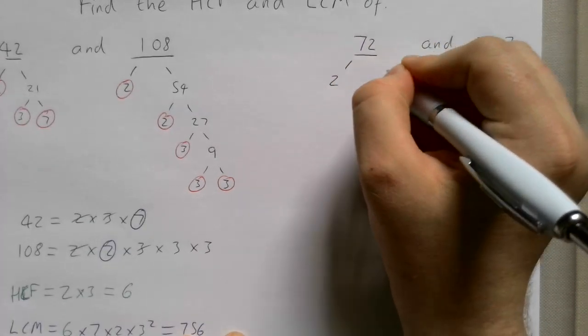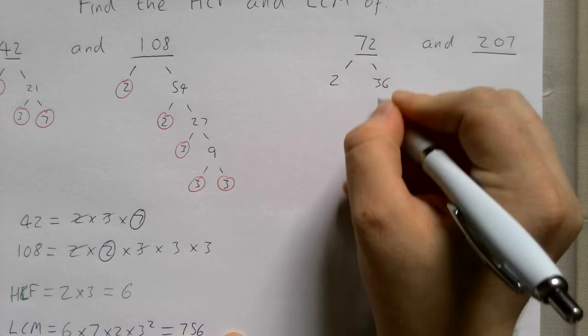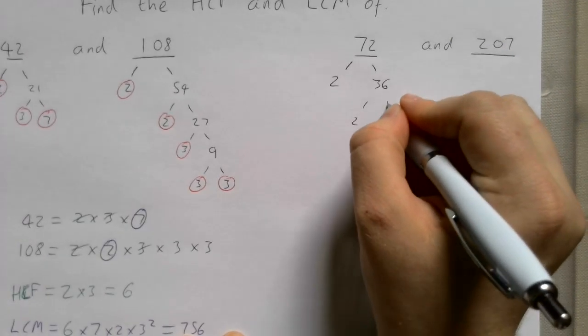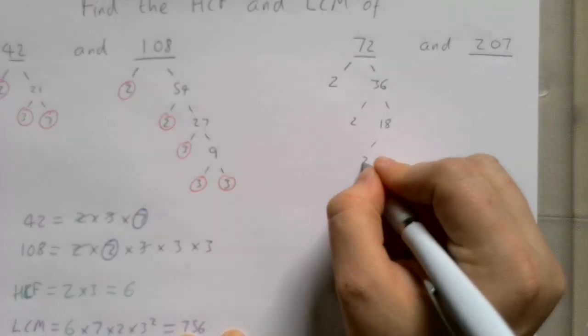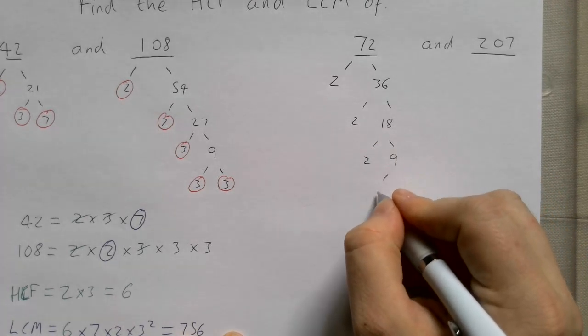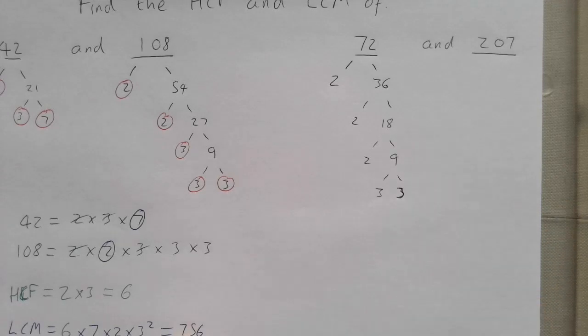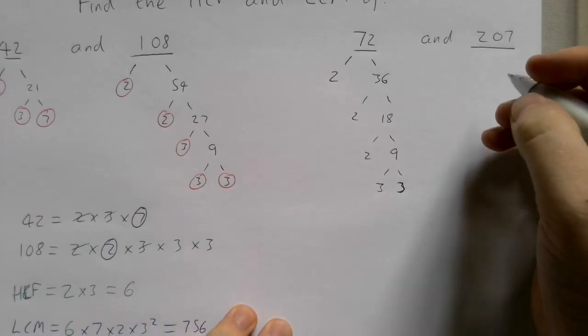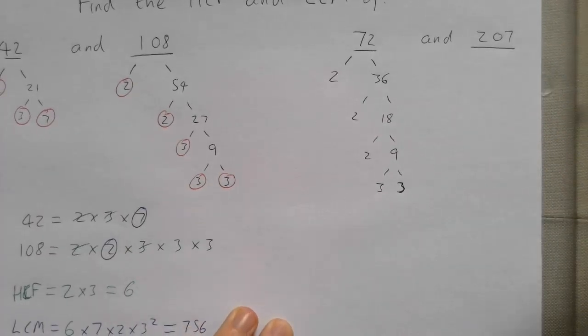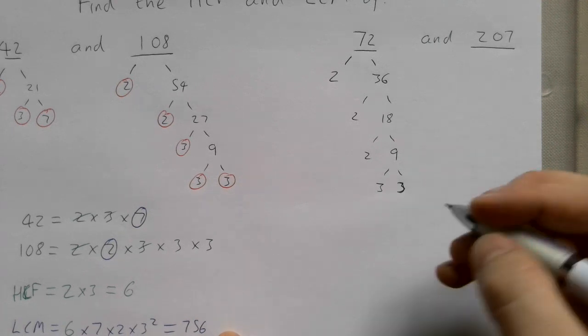72 is even, can divide it by 2. That gets me 36. 36 divided by 2 is 18. 18 divided by 2 is 9. And 9 splits into 3 and 3. And then 207. Now, bigger number here. I know 2 won't go because it's not even, so I'm going to have a look at dividing it by 3.